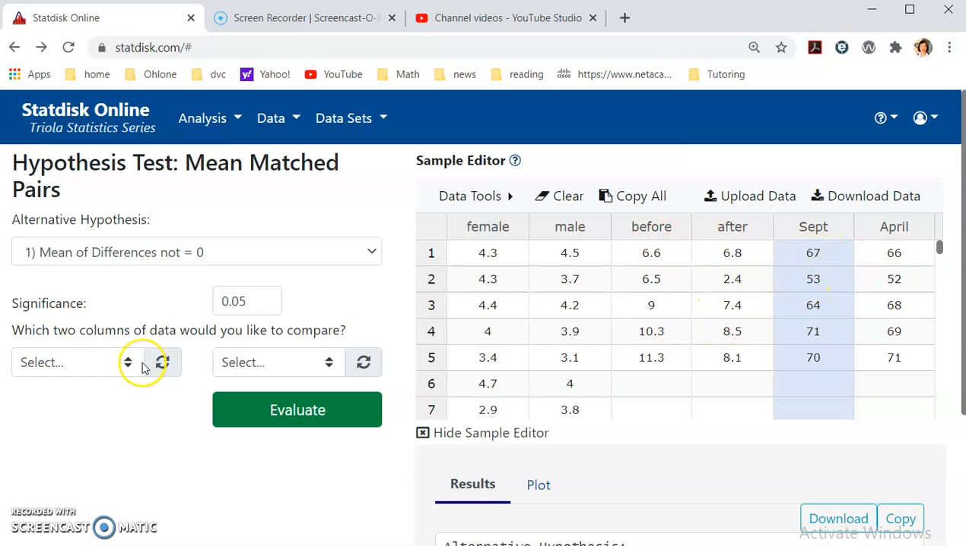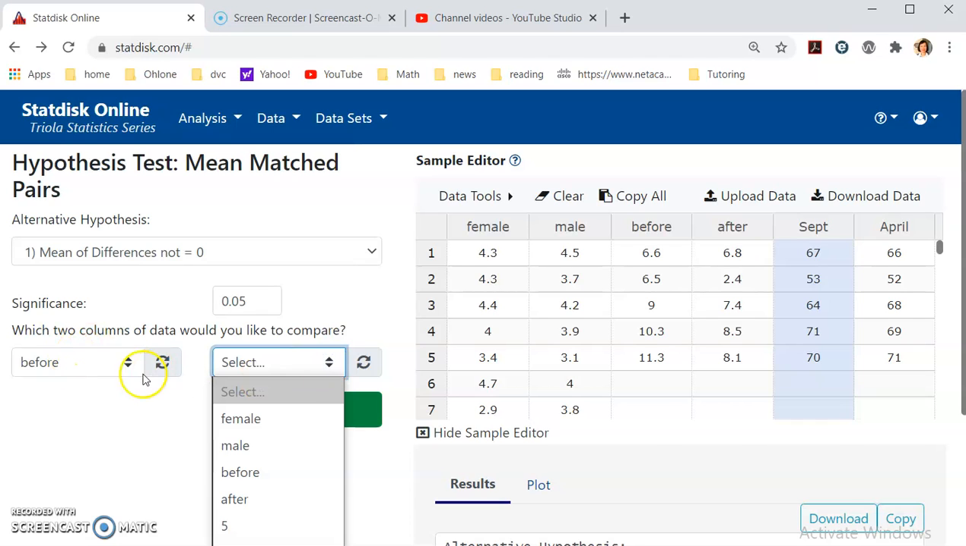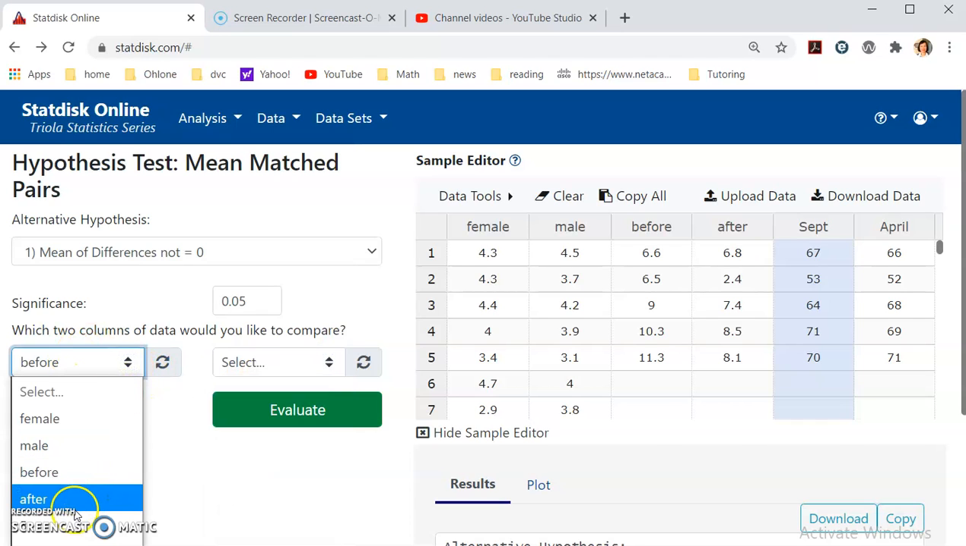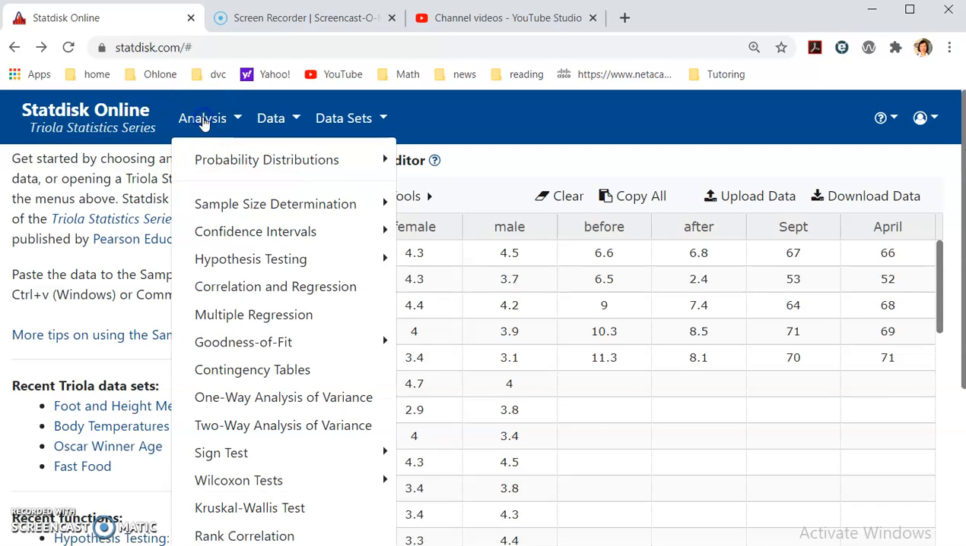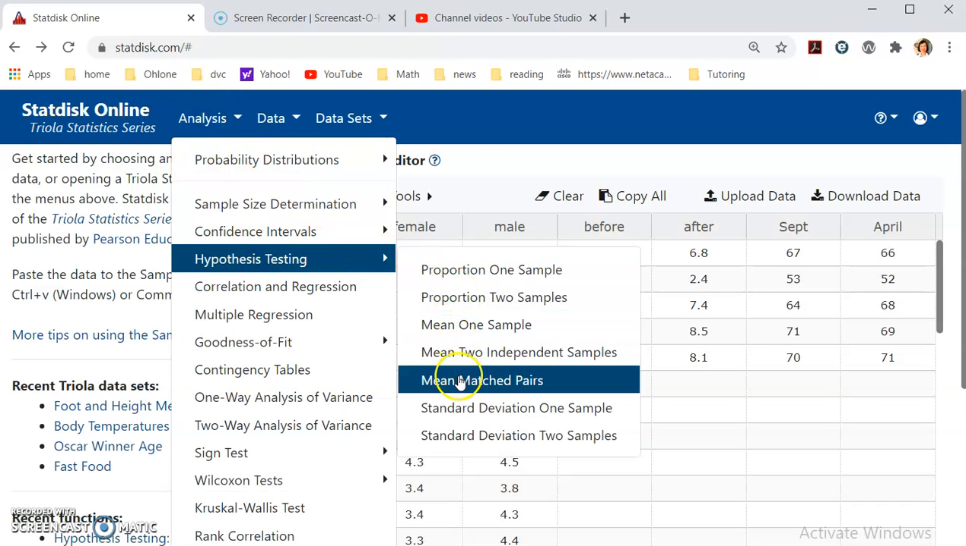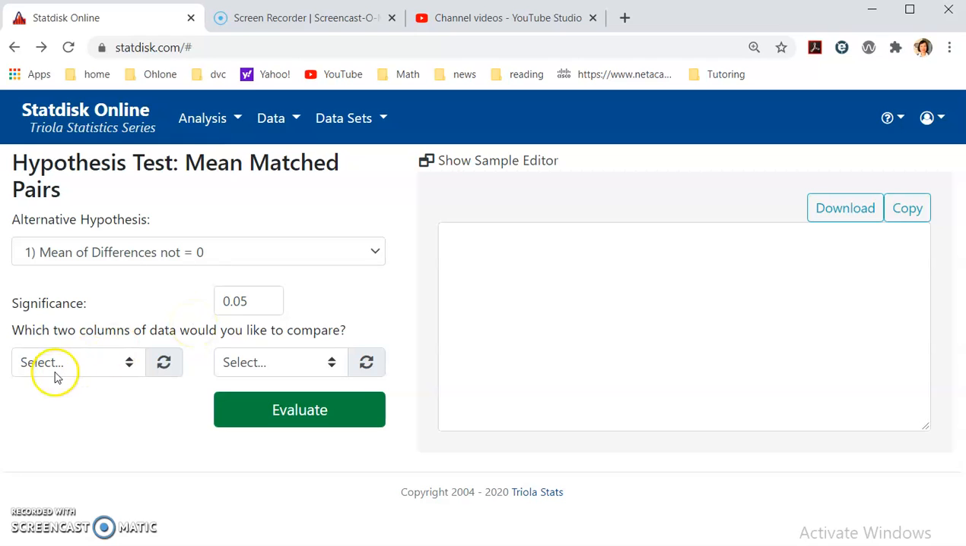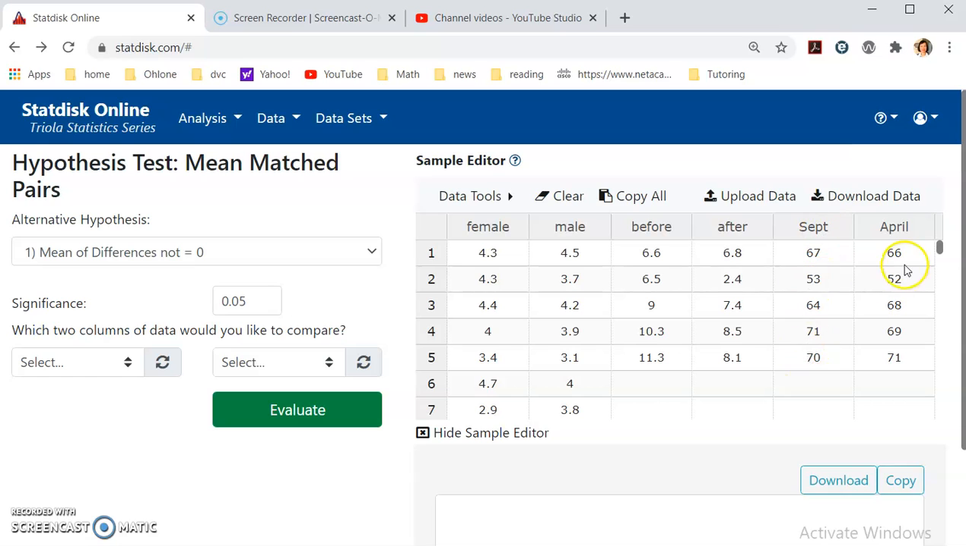So I'm gonna do it again, because last time I figured that my data was not correct. Let me do it again. Hypothesis test, mean matched pair, and then show the editor. This is my September, my April weights.